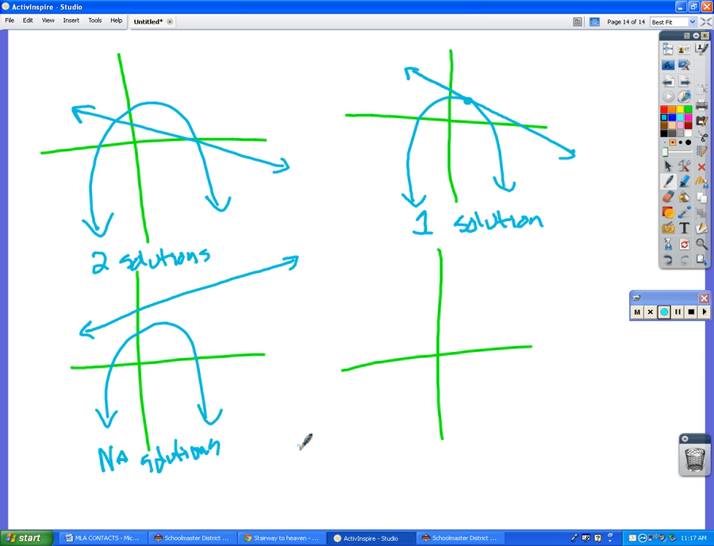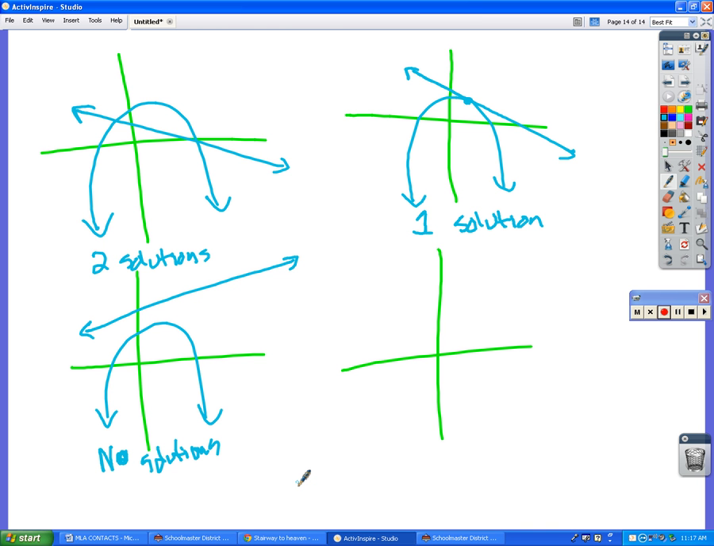Okay? And hopefully this sort of rings a bell, because when we talked about the discriminant, the b squared minus 4ac, the thing underneath the square root, we talked about 3 different cases where you could have 2 solutions if there was a positive number under the square root, 1 solution if there was 0 under the square root, and no real solutions if there was a negative number underneath the square root.